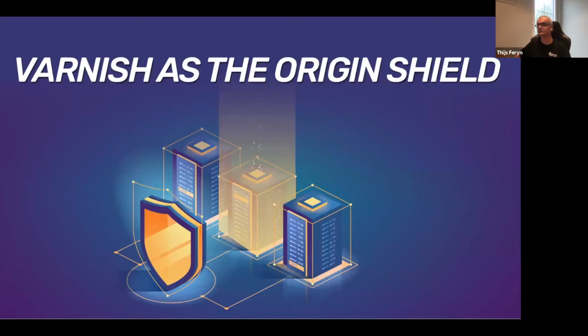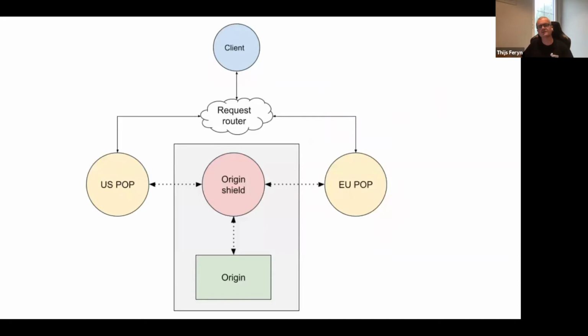Which brings us to the solution I'm going to talk about today: Varnish as an origin shield. And this is the diagram of the origin shield. The origin shield doesn't stand alone. It is an extra tier of caching that is bound by the same gray box. So it's in the same location as the origin, and it offloads the origin towards the CDN.